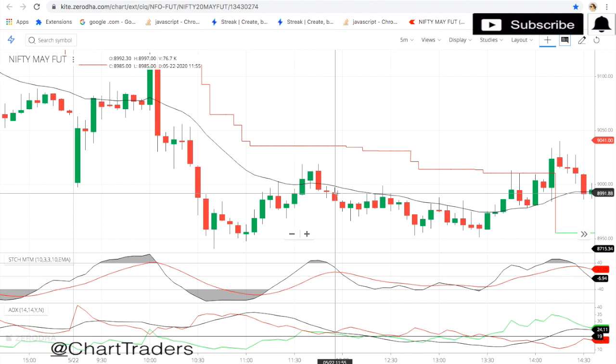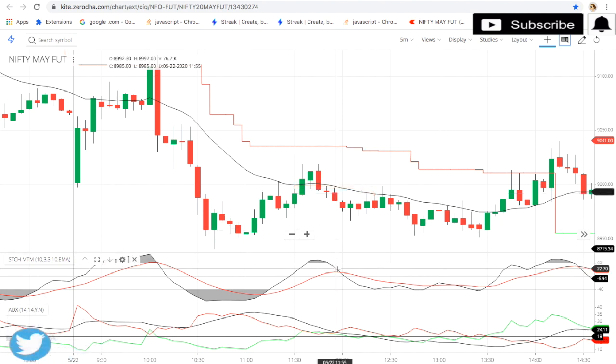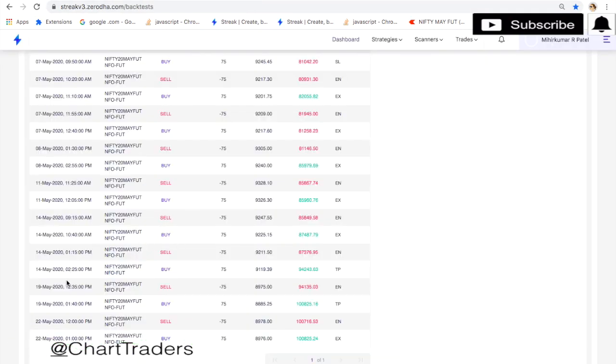Now we will analyze the condition. It closes below this moving average, the 20-day moving average, that is the black line. This is your ATR line, so it closes below the ATR line. And now most important, this crossover happened here. And ADX is also less than 20. So all conditions are satisfied. So what is the exit, entry point and timing?